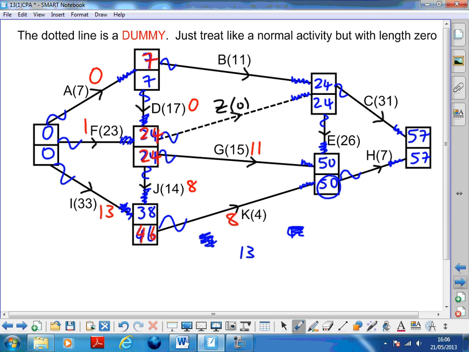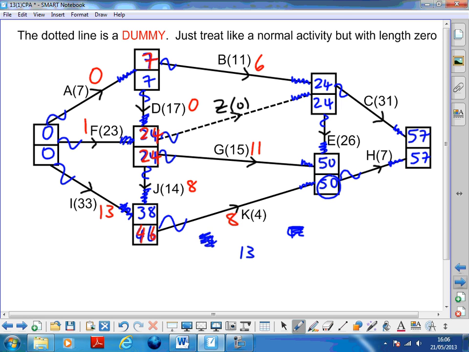Z isn't really an activity, we'll just ignore that. It hasn't got a float because it's not really an activity, it's got no length at all. So don't worry about that until the next video. B is going from 7 to 24, and it's got a length of 11, so that gives it a float of 6.